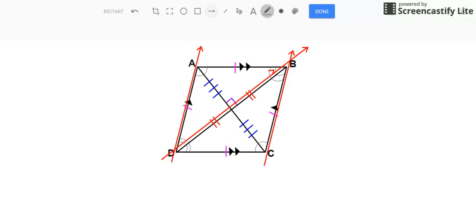So when we say co-interior angles, we are referring to these angles that are formed by the transversal, which in our case is the diagonal, and the two parallel lines. And as you can see from the markings on the diagram, these two angles are most definitely equal.